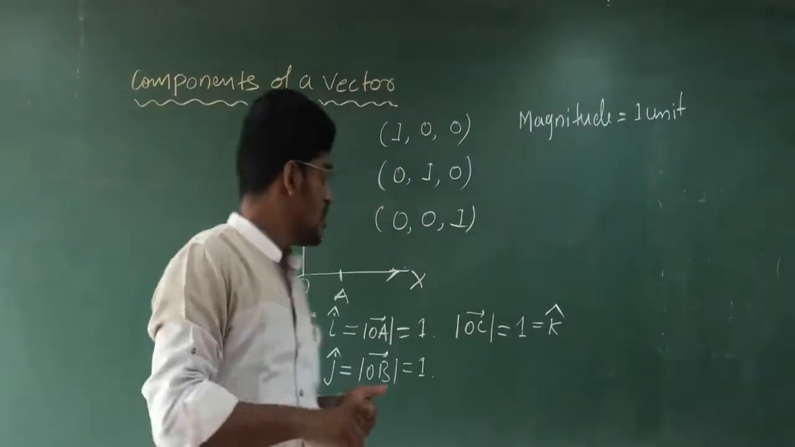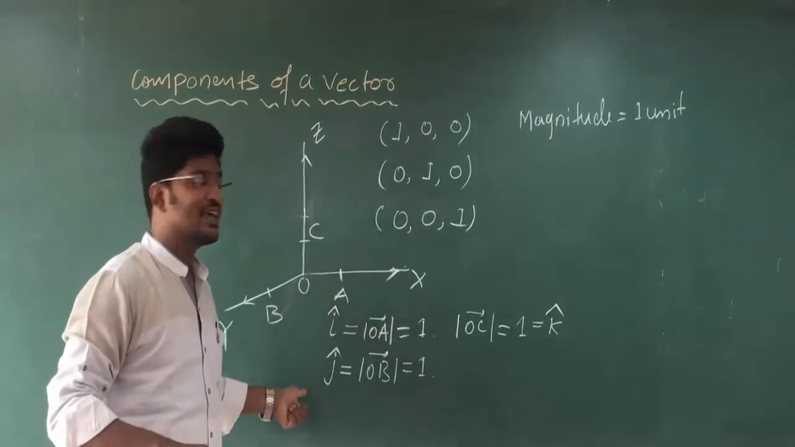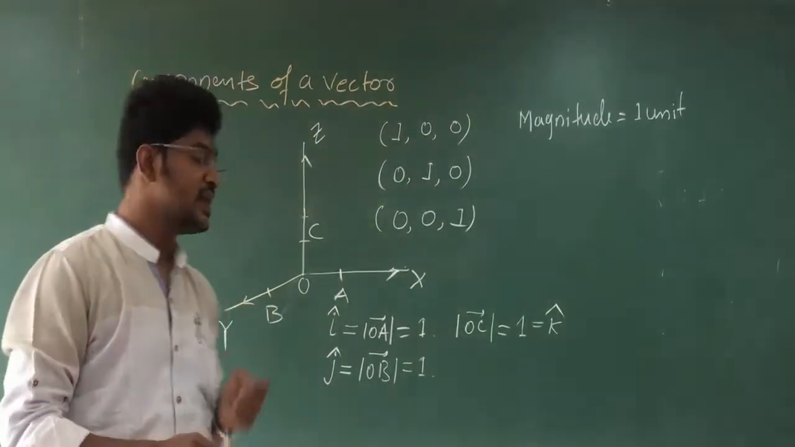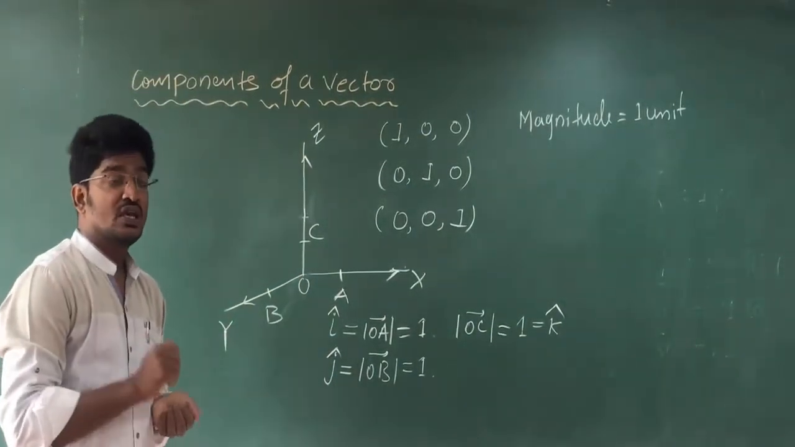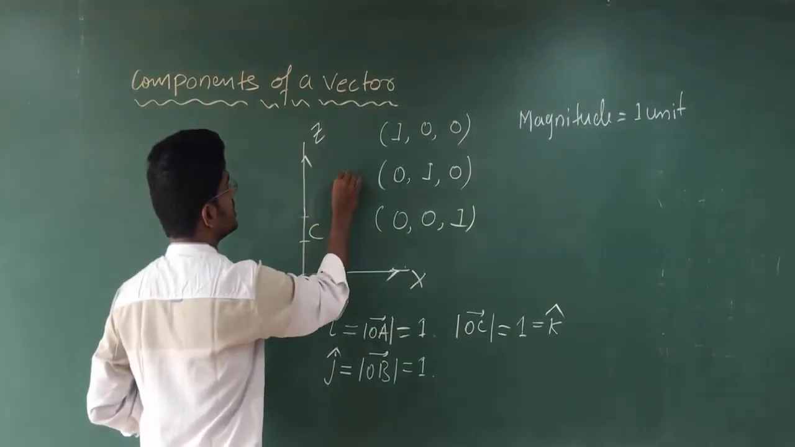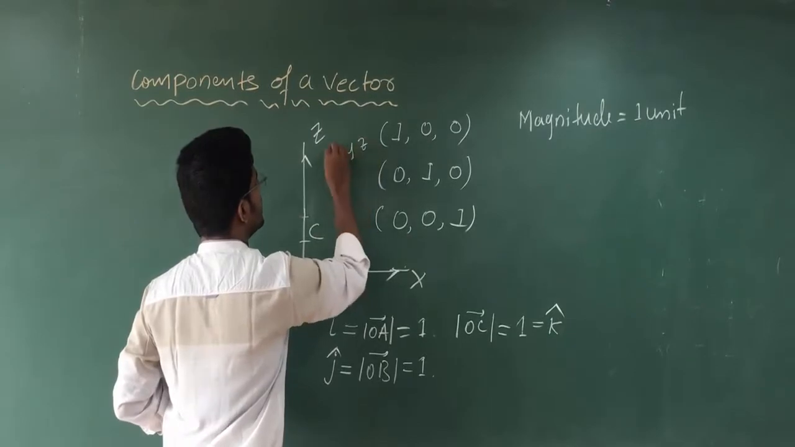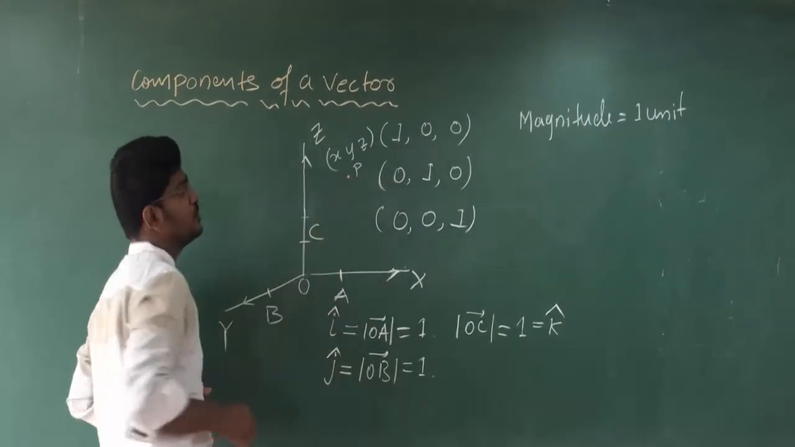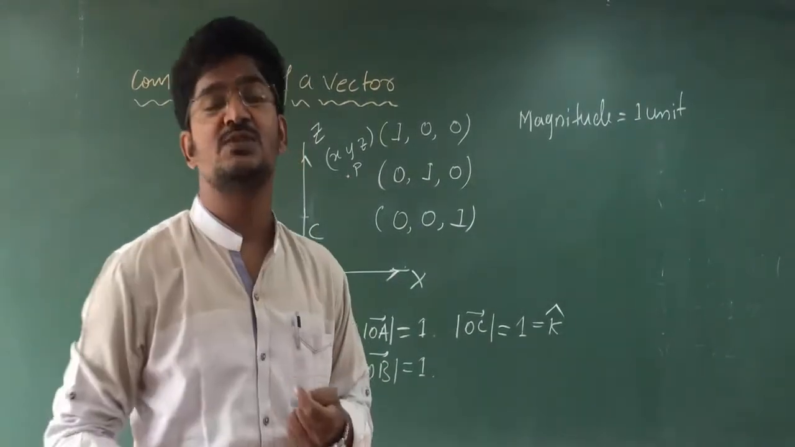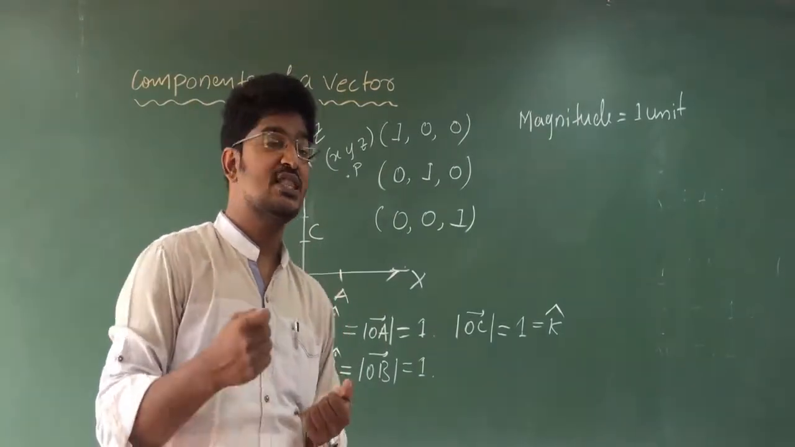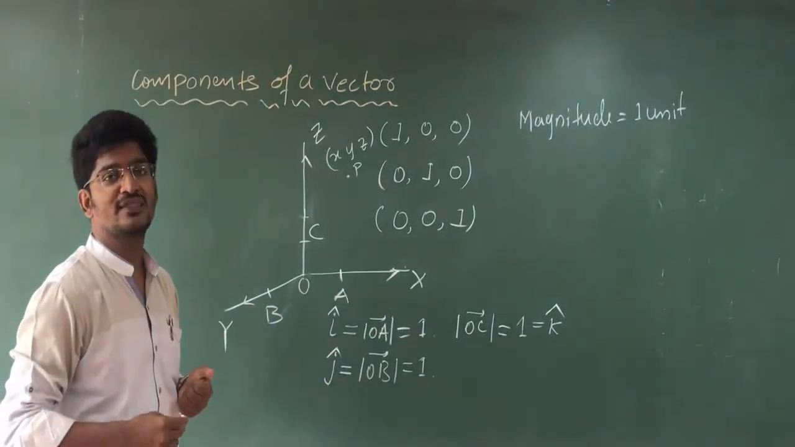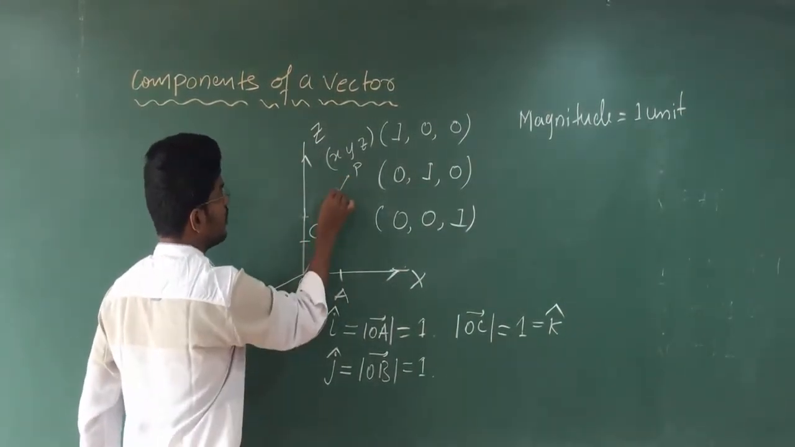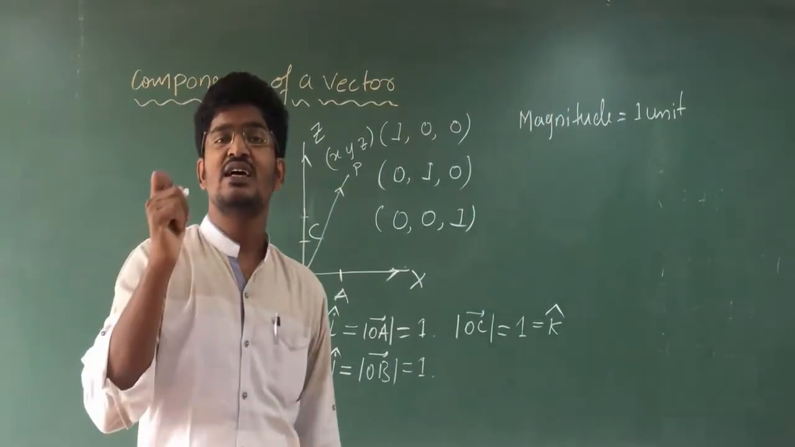So now please go through I cap, J cap and K cap, that is, unit vectors in the direction of OX, OY and OZ. No problem. Suppose you want to write any point, say this is the point P with coordinates X, Y, Z. Now you want to write this point P in three-dimensional space. How are you going to represent it? First, this is OP. The vector OP has to be represented in three-dimensional space.